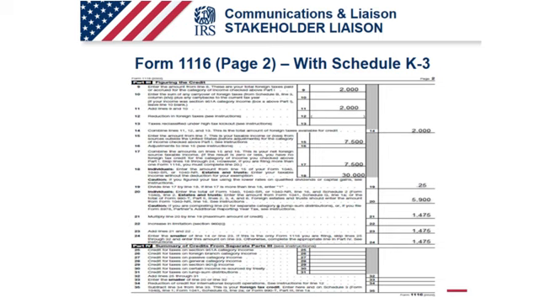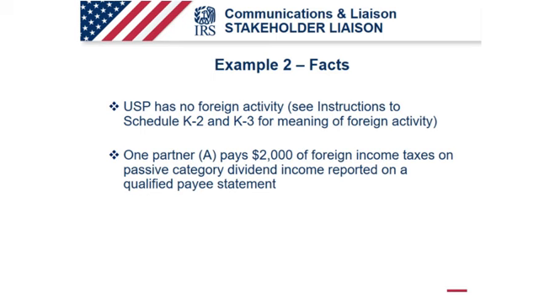So these numbers are low. The example is, but when the numbers are larger, this is a bigger impact. And so potentially there could be a large increase in foreign tax credits that you're able to take because you asked for the Schedule K-3. All right, so that's the first example. Now we'll move on to the second example.